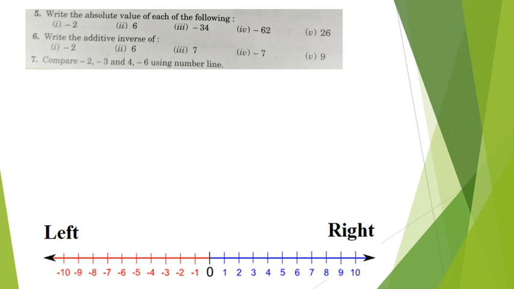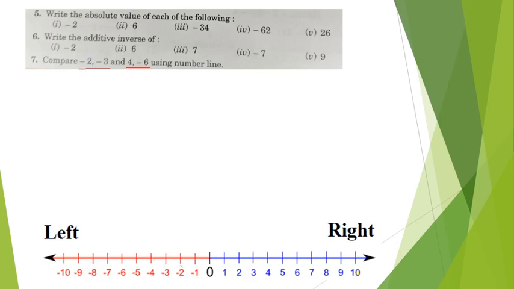Compare the following. Now see here. For this we need to draw the number line. We have to compare -2 and -3, and +4 and -6. I am solving -2 and -3. The next one you have to solve by yourself. So compare -2 and -3. Firstly draw the number line in your copy and mark the numbers.